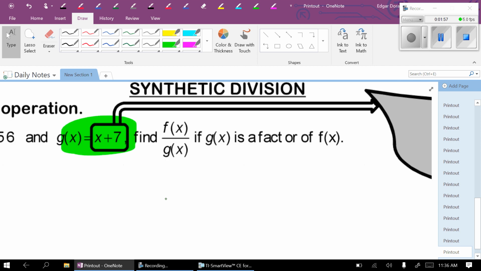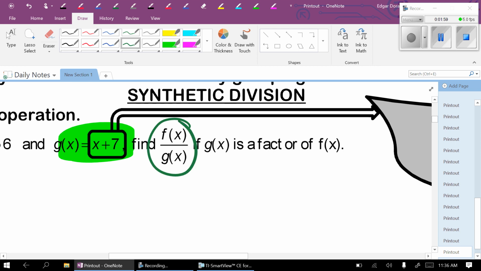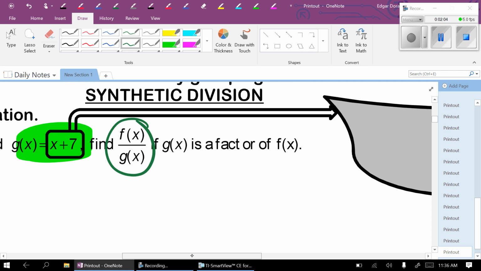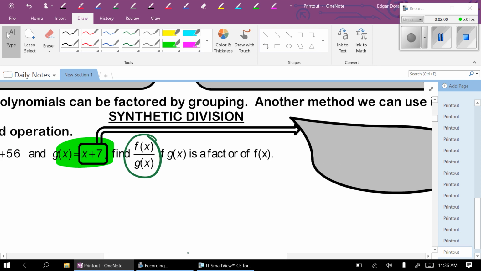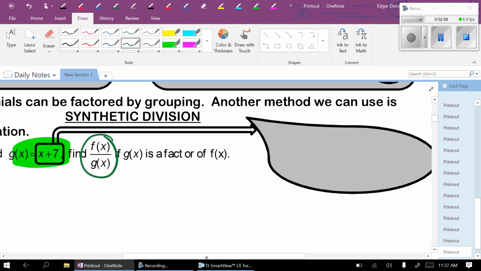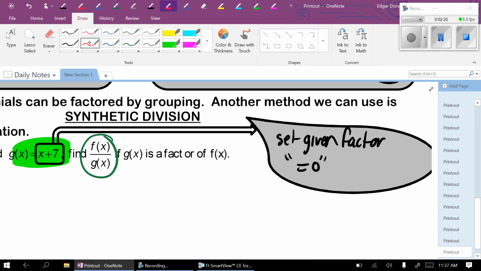So essentially what's happening here, guys, is we're dividing the bigger function f of x by g of x in order to see what's left over, which will be a brand new function, which we may then be able to factor even further. So the first thing you have to remember is that in order to start these problems, you have to set the given factor equal to 0. So in this case, I have x plus 7 equals 0.